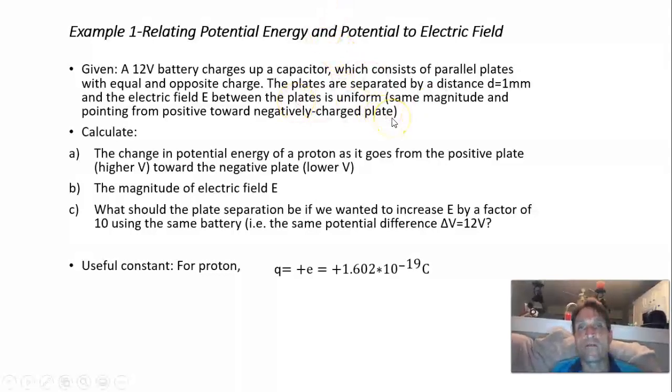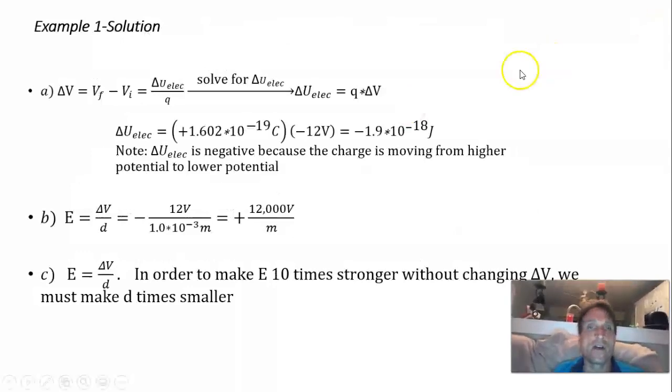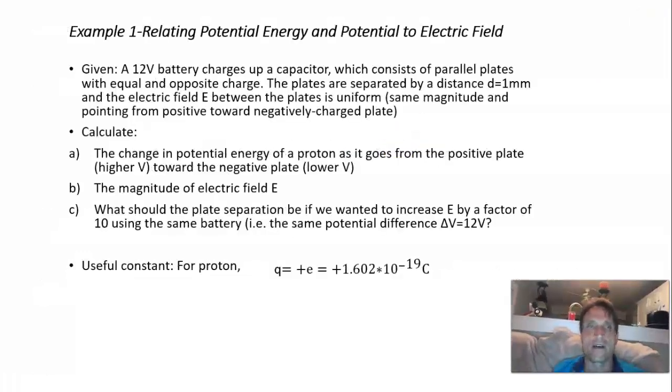It would be plus 12 volts if you're going from the negative plate toward the positive plate because you're increasing your potential. So in other words, in this case, the proton is losing potential energy. Okay. Now in part B, let's calculate the magnitude of the electric field.